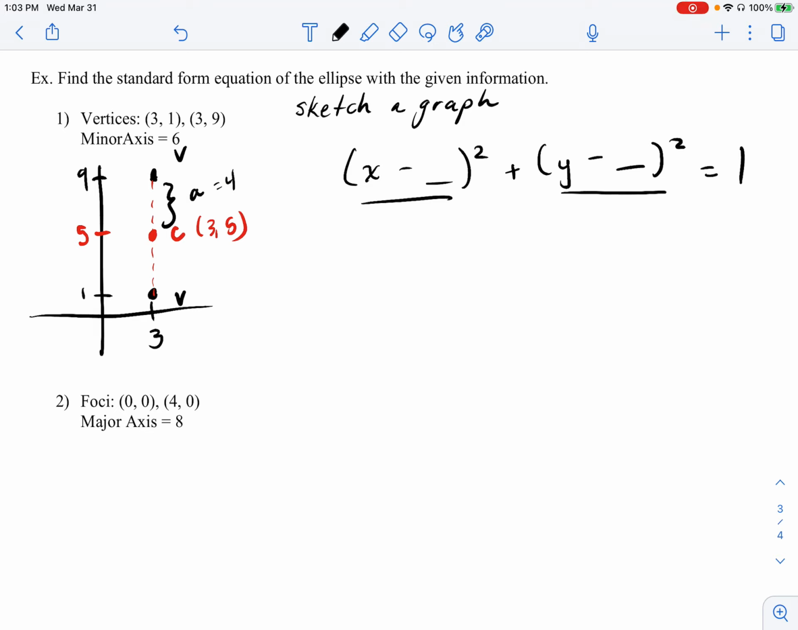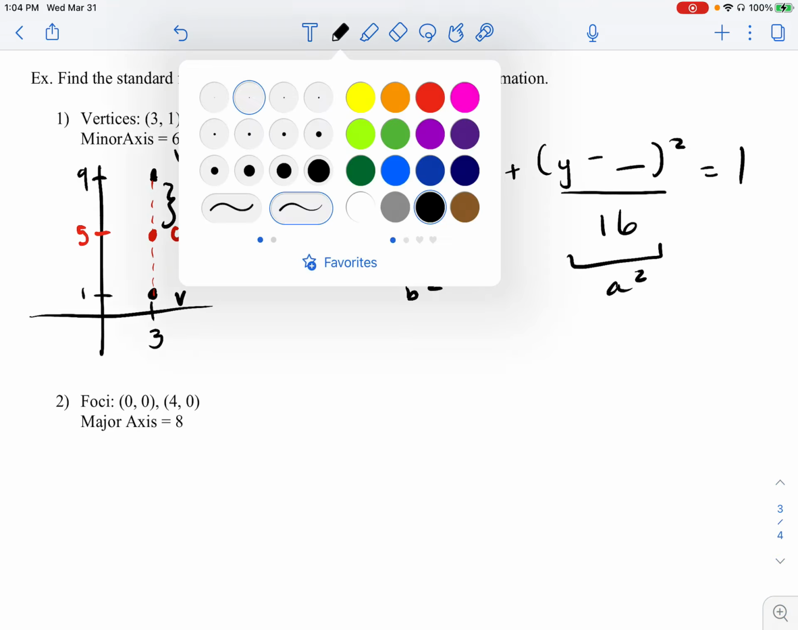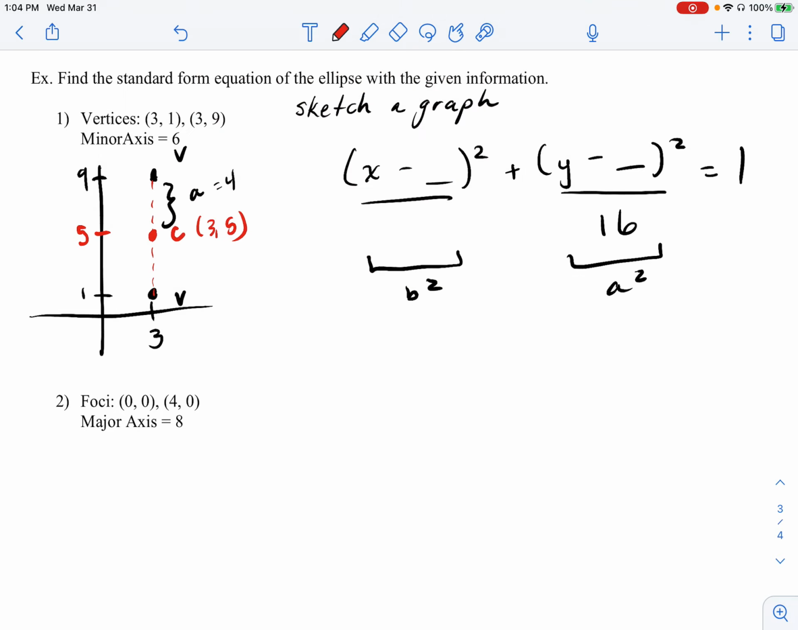That means my major axis is vertical, so my a squared has to be underneath my y term, and my b squared has to be underneath my x term. Since we know that a is equal to 4, we know that this is equal to 16. We also know that our center is 3, 5, so I can write x minus 3, y minus 5 there. And all that's missing now is my b squared, but that's where this bit of information comes in.